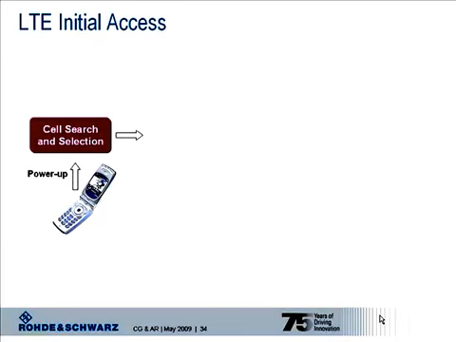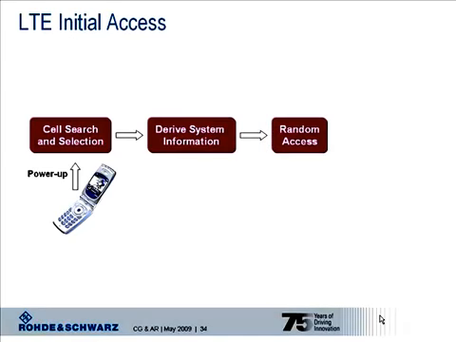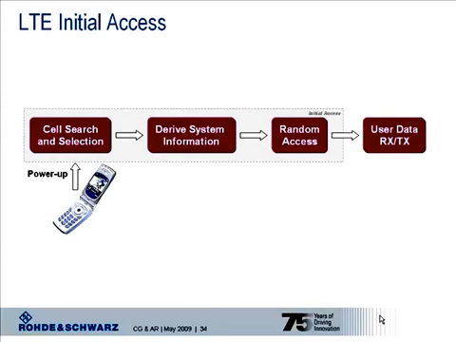Right after powering up the device, the UE will start with the cell search and cell selection procedure, followed by derivation of system information and execution of the random access procedure. This procedure is summarized and known as LTE Initial Access. After the initial access procedure, the terminal is able to receive and transmit its user data. Before we look at each of these steps separately, we need to talk about the physical signals and channels used in the downlink.